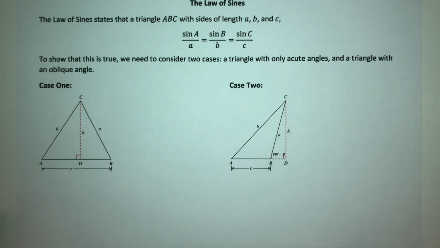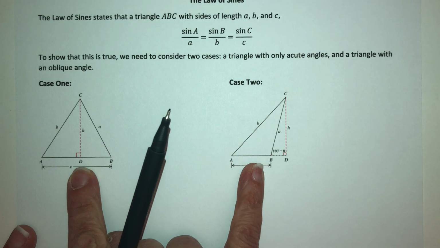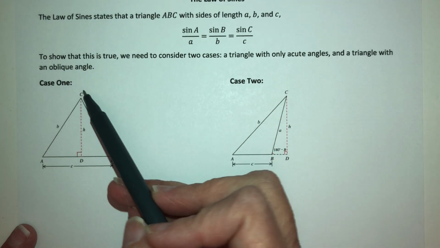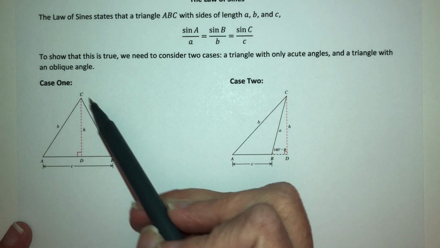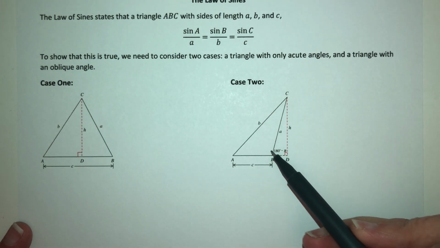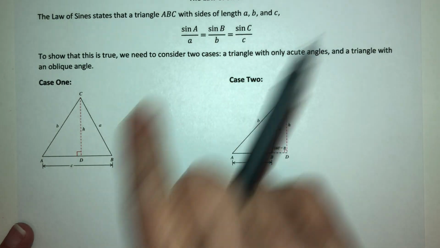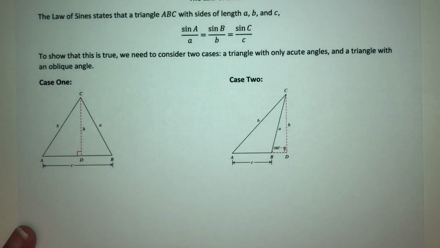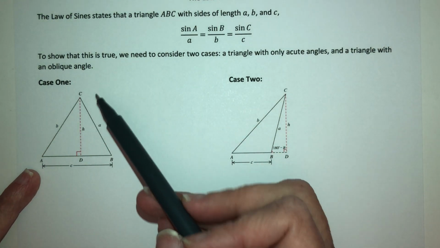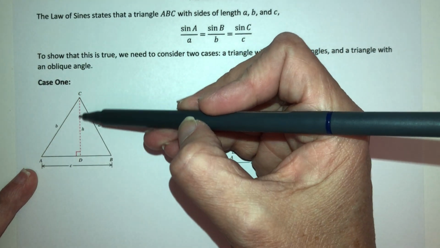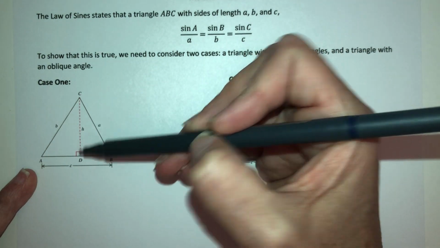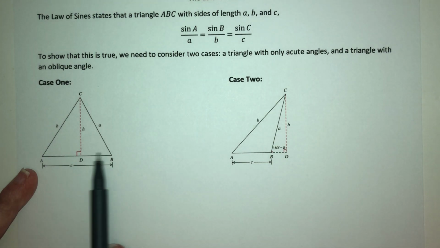So to show that this is true, I'm going to consider two cases. Okay? Here, this triangle has only acute angles, and on this one we do have one obtuse angle. So we're just going to show that this is true for both of them. Okay? So what we've done is we have this main triangle with acute angles, and they've dropped this down here, which is the height of the triangle, and we did that to make two right triangles. Now what I'm going to do is find a way of talking about h.